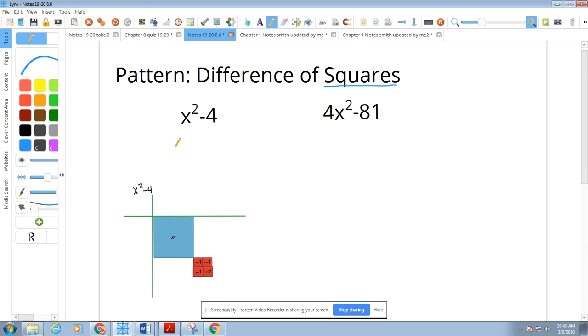Now, if we recognize that pattern, we can say x squared can only factor into x and x. Then, since we're talking about squares, we'll take the square root of 4, which is 2 and 2. And then, since we need our outer and inner terms to cancel out, we're going to make one a plus and one a minus. And that's how you factor a difference of squares. Here's another example.